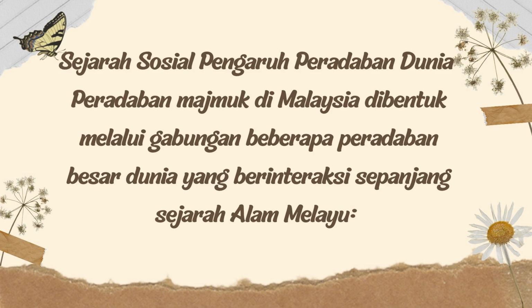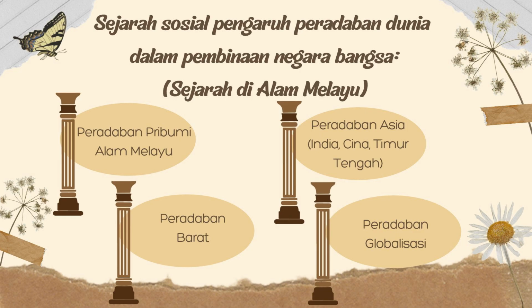Okay, so there are four major layers that you need to take note of. The first one, peradaban pribumi alam Melayu, indigenous civilization of the Malay world. Number two, peradaban Asia, India, China, Timur Tengah, which is Asian civilizations. Third one, peradaban Barat, Western civilization. And the last one, peradaban globalization. All right. Now let's try to understand these points better.